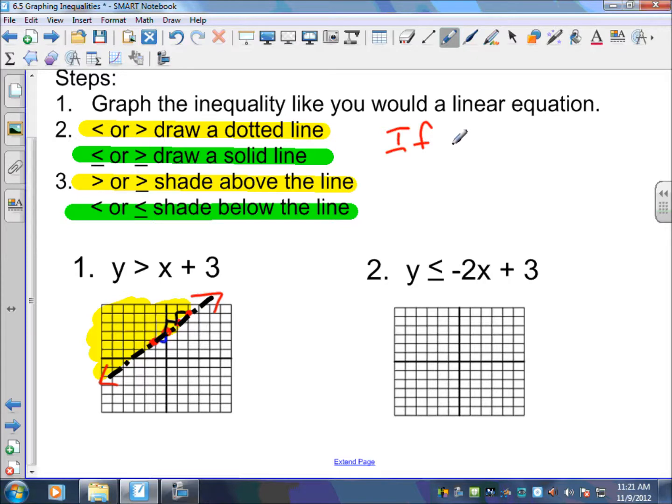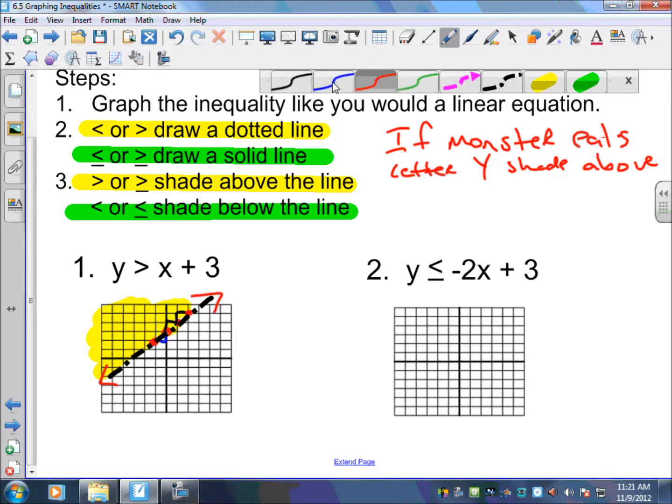I'm going to call the inequality a monster, because remember in grade school they would put teeth on this, maybe call it the alligator, maybe call it the angry Pac-Man. I'm just going to call it a monster. So if the monster eats the letter, if the monster eats the y, shade above. So if your monster eats the y, shade above.